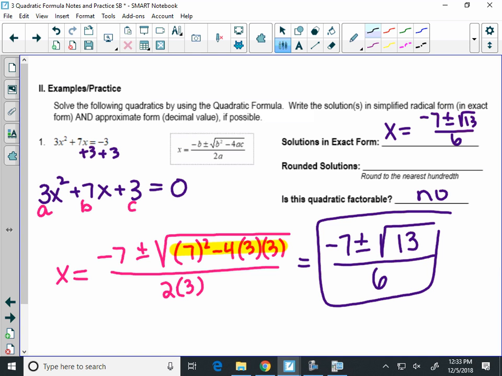We could do rounded solutions. That would be typing it into our calculator. So let's see. Why don't we have these two rows by the window? I want you to find the negative 7 plus radical 13 over 6. And you guys do the minus one over here, these three rows. So negative 7 minus radical 13 over 6. Okay, so to find both those answers, you do plus for one, minus for the other. And we'll see what you guys get.